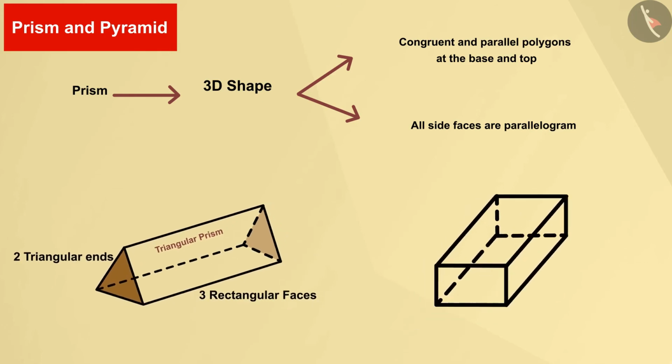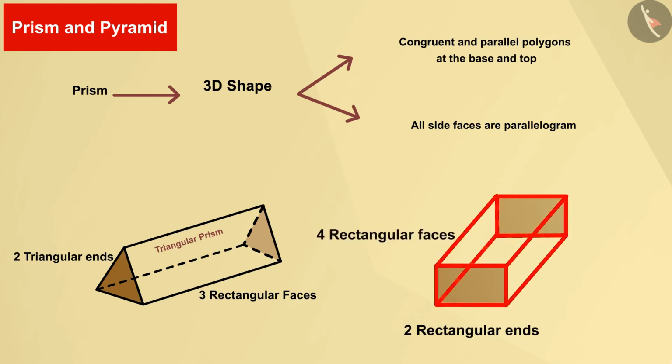Here is another three-dimensional shape. We can see that its base and upper ends are both rectangles, which are parallel to each other, and all its side faces are rectangles. This is called a rectangular prism. We also know it by the name of cuboid.